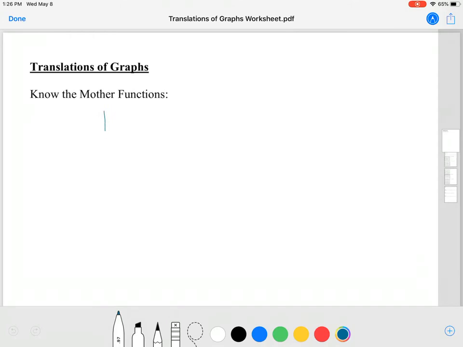So the first function I want to review with you is just the constant function. Y is equal to some constant. So y is equal to 2, y is equal to -5. Whatever that value of c is, that's where it's going to cross through the y-axis. So for example, if we have y is equal to 2, it would pass through 2 on the y-axis and just be a horizontal line.